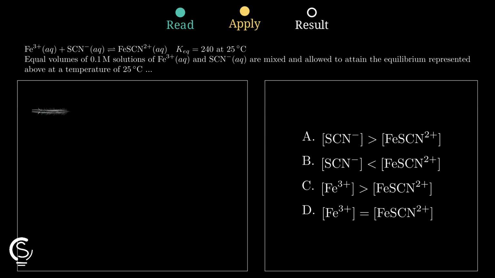Next, we look at the equilibrium constant, which is 240. Since this value is quite large, the reaction favors the products, meaning most reactants convert into the complex.